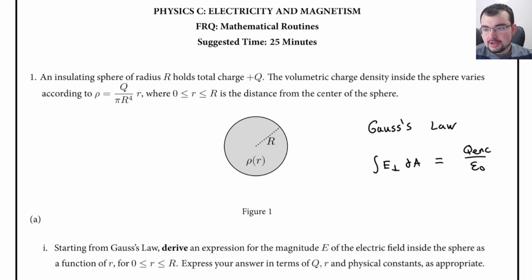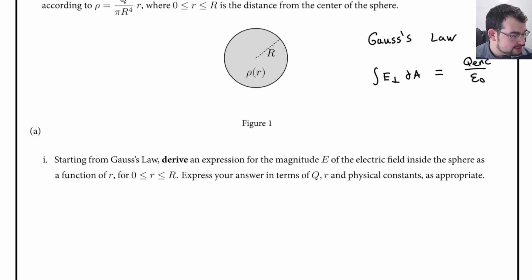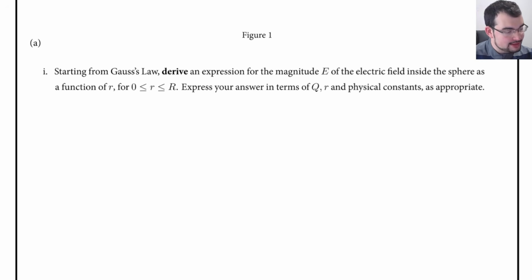So starting from Gauss's law, derive an expression for the magnitude of the electric field inside the sphere as a function of little r. Express your answer in terms of only the total charge q and the little coordinate r. So we want the electric field inside this sphere. So our enclosed charge isn't going to be q. Now, if we wanted the E field outside the sphere, it's just kq over r squared. Pretty easy. Looks like a point charge because of the shell theorem. Now it's only the inside where it gets complicated to do that density function.